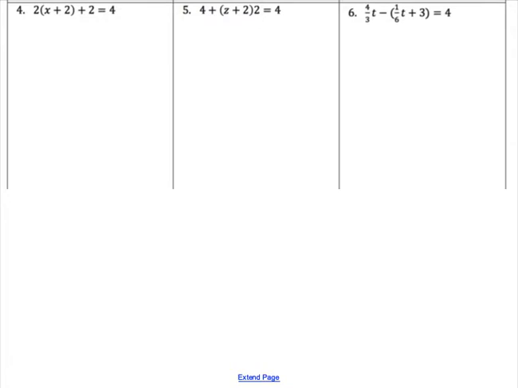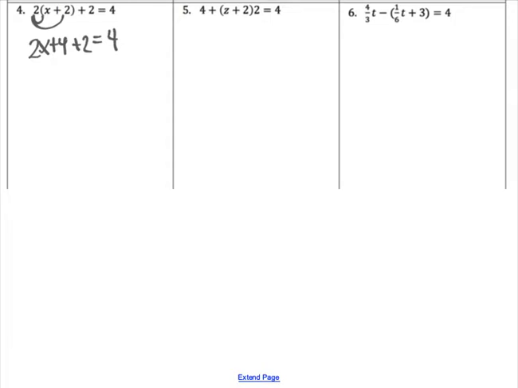Okay, let's look at a few more examples. 2 times (x plus 2) plus 2 equals 4. On this, we've got parentheses we need to take care of. So we would distribute the 2. 2 times x is 2x. 2 times 2 is 4. And then the rest of the stuff didn't change. And then on the other side, we still have the 4.